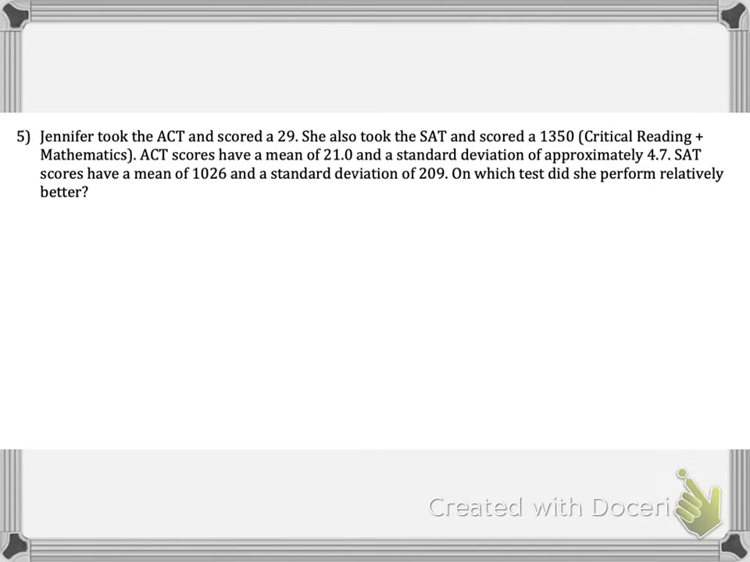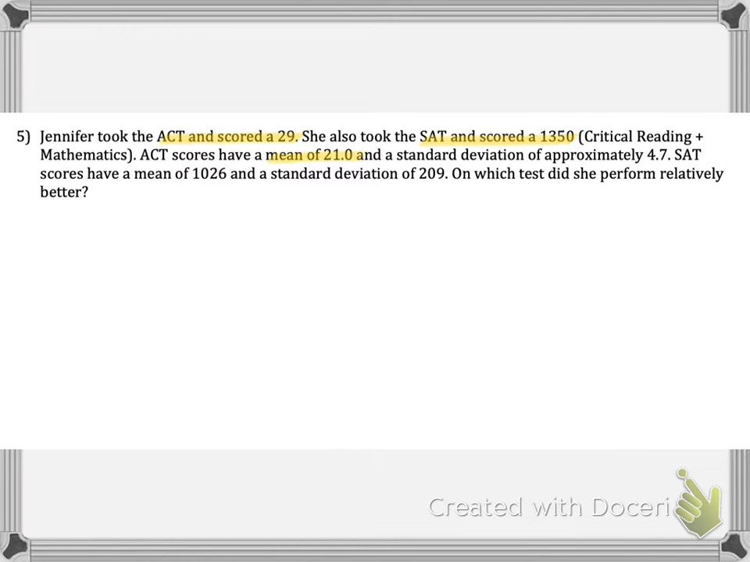Okay, we're going to do some Unit 1 review problems together. So let's read this carefully. This question is number 5 from your Unit 1 review. Jennifer took the ACT and scored a 29. She took the SAT and scored a 1350.